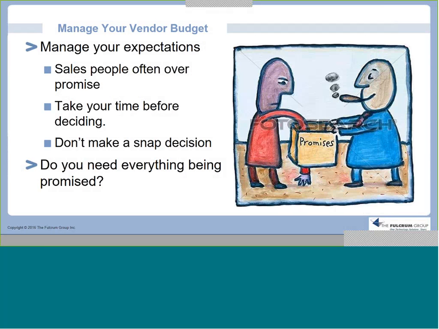Manage your vendor budget. Salespeople often overpromise, so make sure that you're getting exactly what you're expecting and in a timely fashion. Take your time before deciding. Make sure that you're making a good sound decision, and don't make a snap decision, because that typically leads to getting the wrong product for the wrong situation, and it winds up costing you time and money. Make sure you get everything that you're being promised.